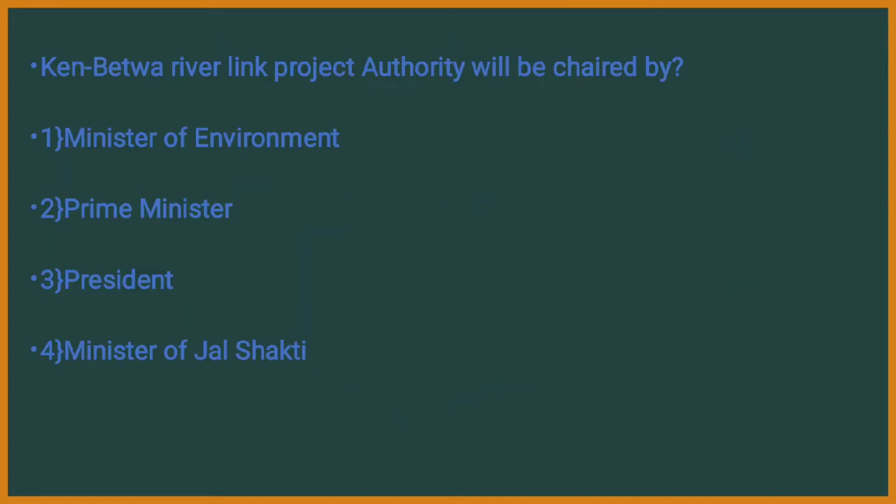Next question. The Ken Betwa River Linking Project Authority will be headed by? See, do remember Ken Betwa, right? Ken Betwa is the first interlinking of rivers project in India. Now the question is asking that the authority will be headed by Ministry of Environment, second Prime Minister, third President, and fourth Minister of Jal Shakti. Here the right answer is Minister of Jal Shakti. The Minister of Jal Shakti will be heading or chairing that authority.